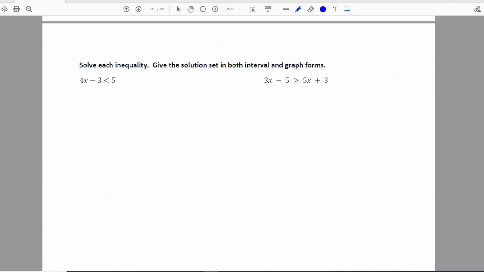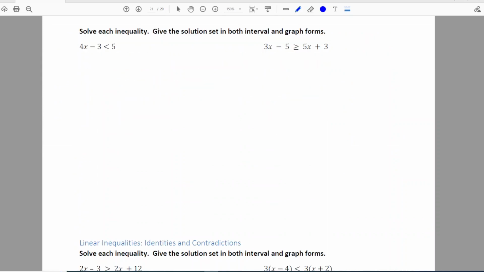All right, so now let's solve each inequality. So using our rules, we have to decide whether we do or whether we don't. And then we're going to give the solution set in both interval and graph forms. So for this one, we're going to add 3 to both sides. We end up with 4x is less than 8. To get x by itself, I'm going to divide by 4. Because I'm dividing by positive 4, nope, just leave it.